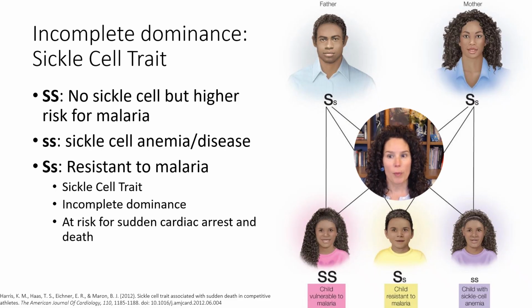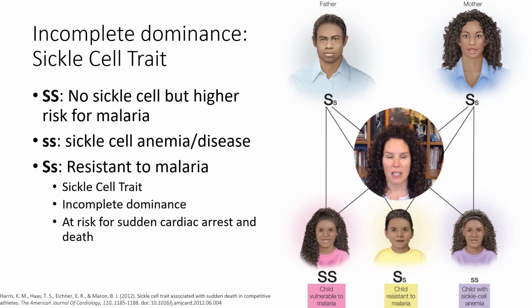But it is a form of incomplete dominance. It's a blend. So the child doesn't look just like the child with the two dominant alleles, the child in pink here in the diagram. They look unique. Unlike the child in pink with two dominant genes, who isn't going to get sickle cell disease but is more at risk for malaria, the child in the middle, the child in yellow, who has one of each allele, isn't going to get complete sickle cell disease, but is going to be resistant to malaria.